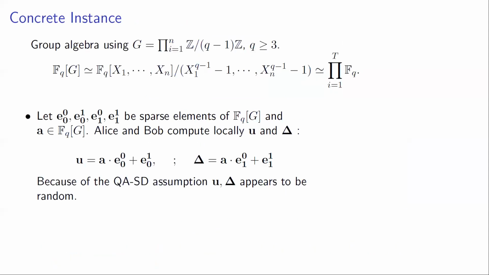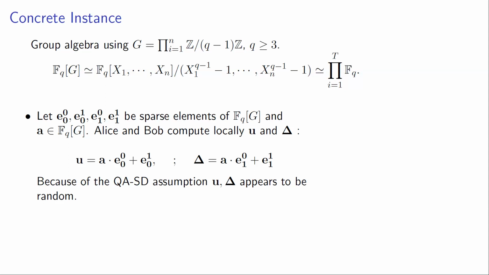So going forward, I'm going to explain to you how we can instantiate our group algebra in order to have the isomorphism of a lot of copies of FQ. So we choose G to be a product of Z divided by Q minus 1 Z. And therefore, it is isomorphic to T different copies of FQ, T being Q minus 1 to the power of N. Now, it only remains to create a single OLE over it.